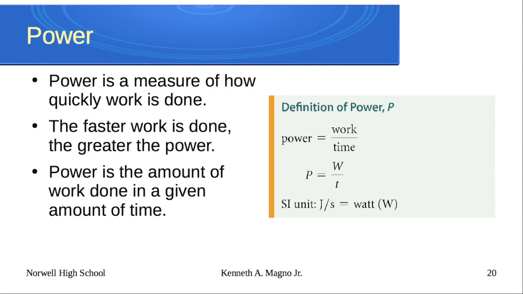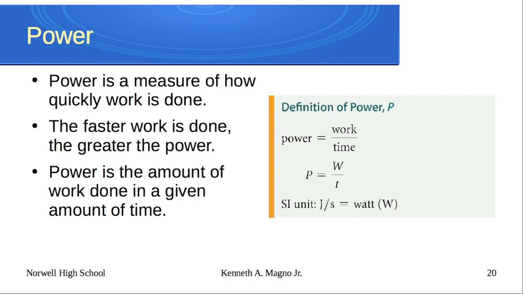And that gets us to our last area, which is power. So power is going to be the measure of how quickly work can be done. So the faster work is done, the greater the power. So power by definition is just the amount of work done in a given amount of time. So work over time is power. So this is joules per second, and that's in watts. And you may have heard the term watts before because of things like light bulbs or power supplies, right?